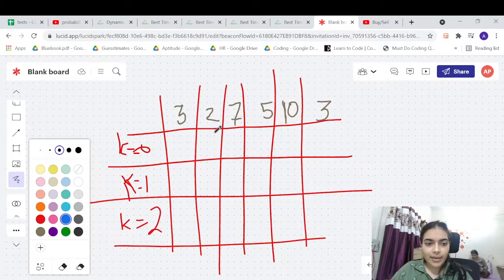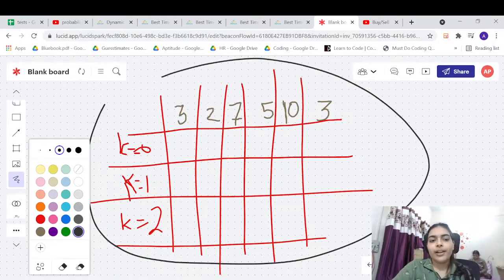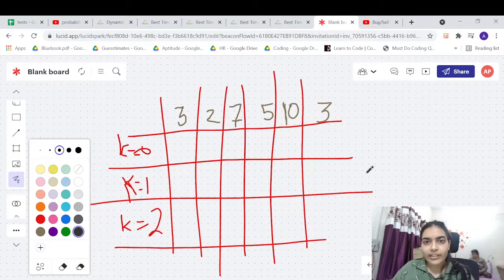Let's try to take an example. In this example, this is the array that we have, which represents the stock prices. So you have 3, 2, 7, 5, 10, 3 and so on. And now in this table, we are going to fill the maximum profit that we can achieve.